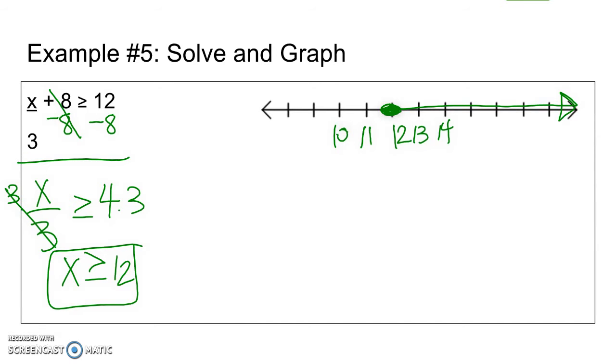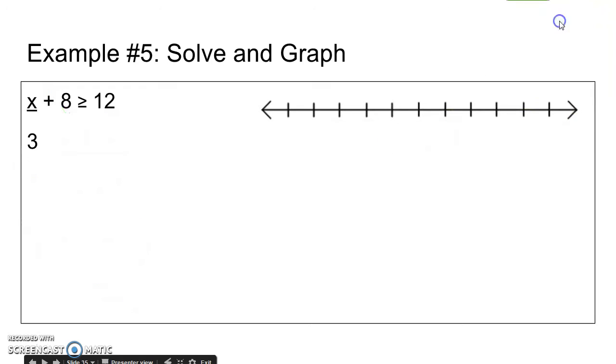Isn't this fun, you guys? Haven't you missed inequalities? Me too.